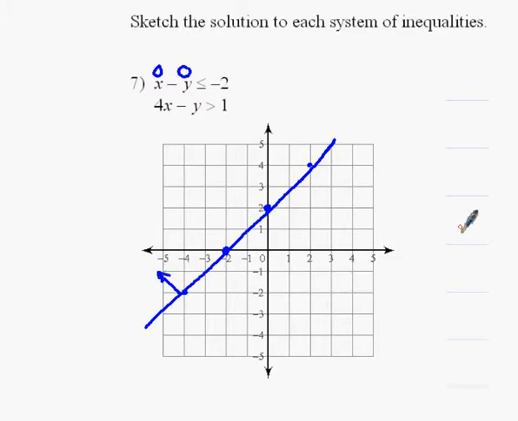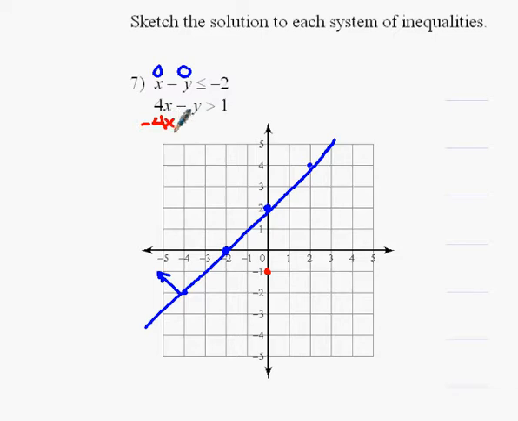Okay. Let's graph the other one. Well, putting a 0 in for x gives me a negative 1 for y. But putting in a 0 for y gives me a 1/4 for x. And that's going to be kind of cramped in here. It's going to be a little bit inaccurate. So I think what I'll do is use a different strategy on that one.